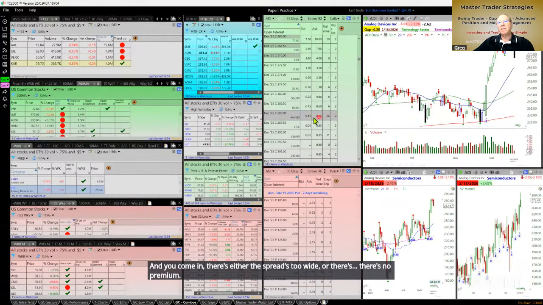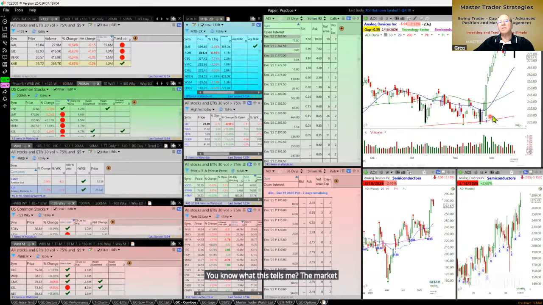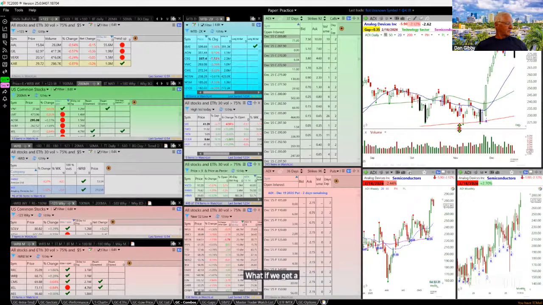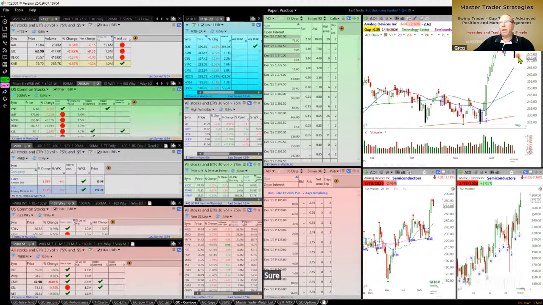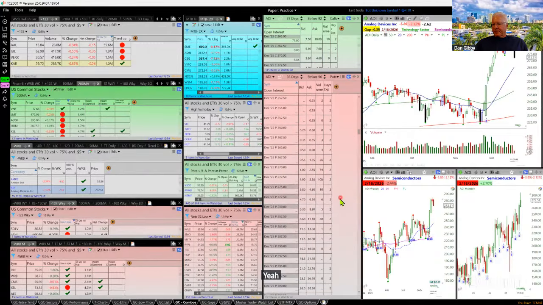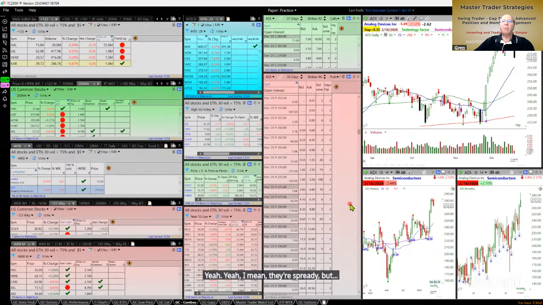You know what this tells me? The market makers believe this is going down. And if you want to play, they say, come on in, idiot. Let's suck you into something here because that's their edge. But if we get a 1, 2, 3, we can short it. Sure. Or buy a put. You can go over here and say, oh, the put's expensive. Yeah, same problem, spreads. They're spready, but you get what I point.